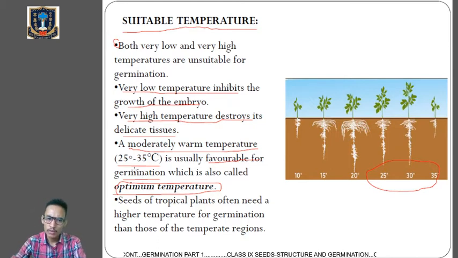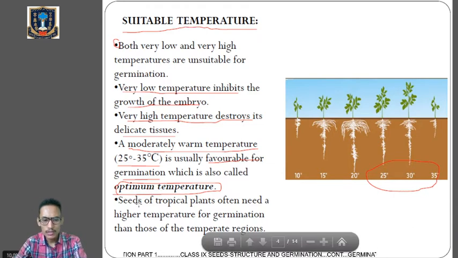So very low and very high temperatures will not favor germination, but the optimum temperature between 25 to 35 degrees Celsius will favor germination. So it is called the optimum temperature. Clear? Seeds of tropical plants often need a higher temperature for germination than those of the temperate regions.